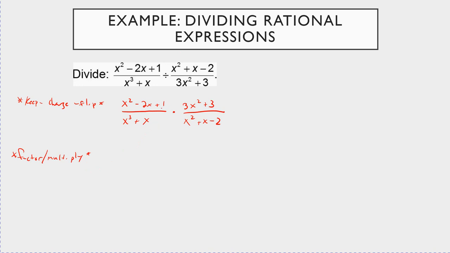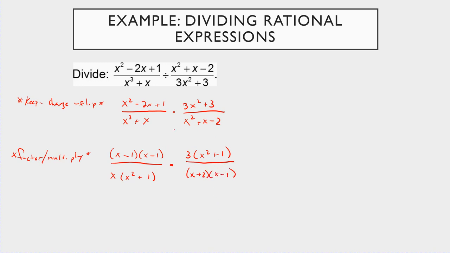So you can see here that this division is really just multiplication, just with an extra step. So what two numbers multiply to positive 1, sum to negative 2? Well, that's x minus 1 times x minus 1. I'm going to factor out an x here, greatest common factor. So I'm left with x squared plus 1. Over here, I'm going to factor out a 3. I'm left with x squared plus 1. And then what two numbers multiply to negative 2 and sum to 1? Well, that's 2 and negative 1. So this is going to be x plus 2 times x minus 1.